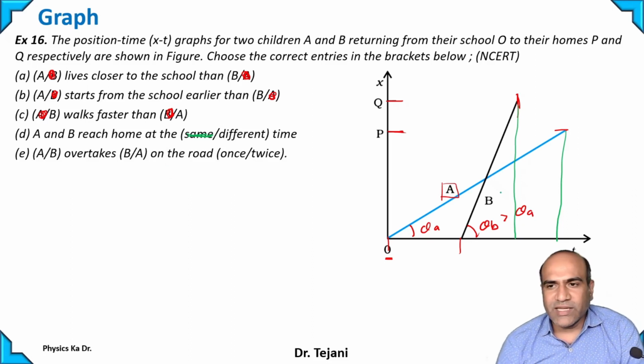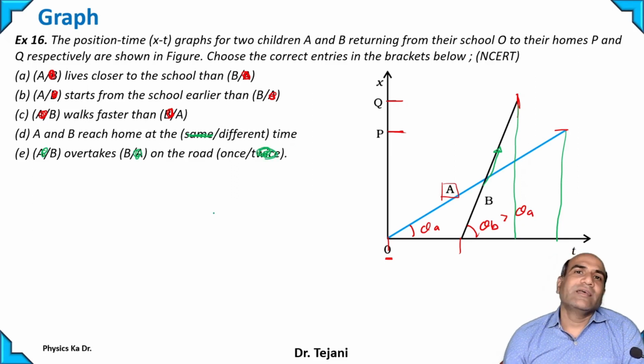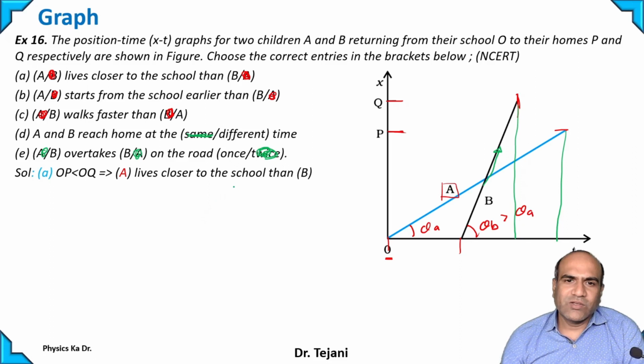Does B overtake A? If they're overtaking, yes. See, B is crossing. B overtakes A. How many times? Only once. So yes, we can compare.